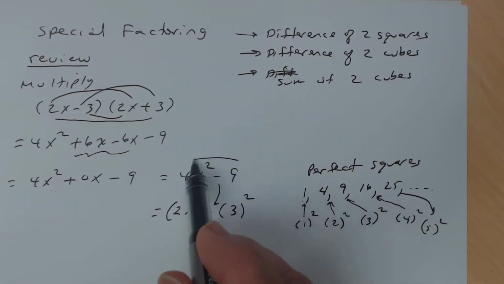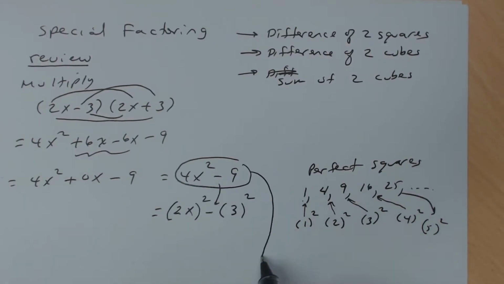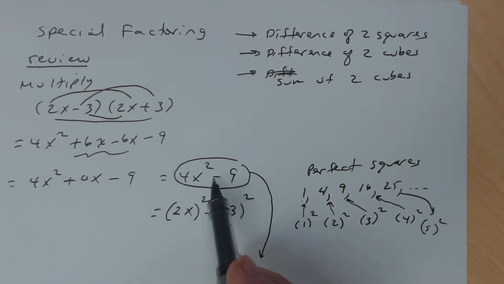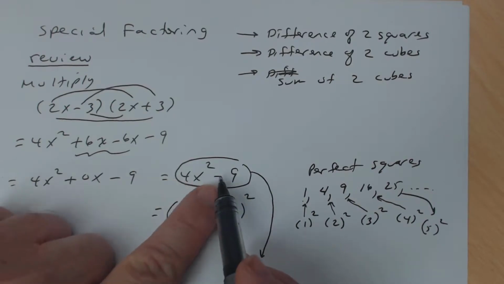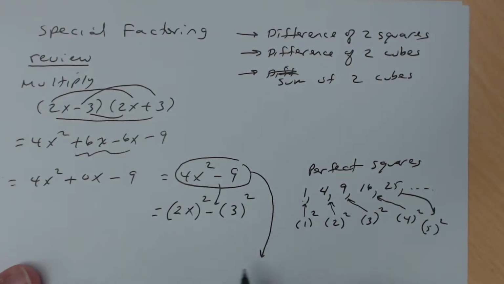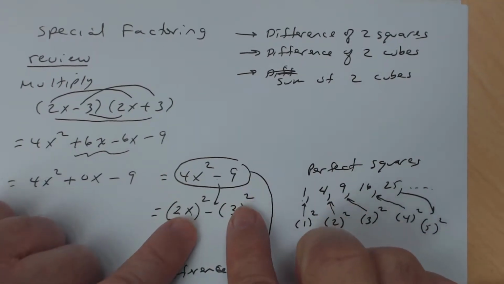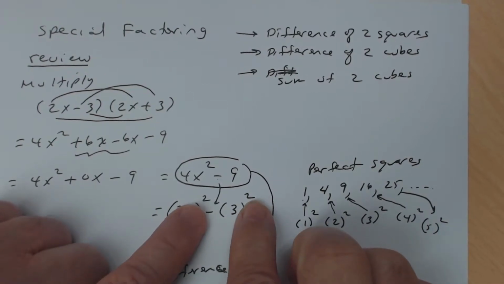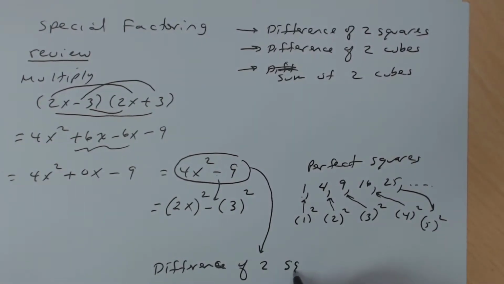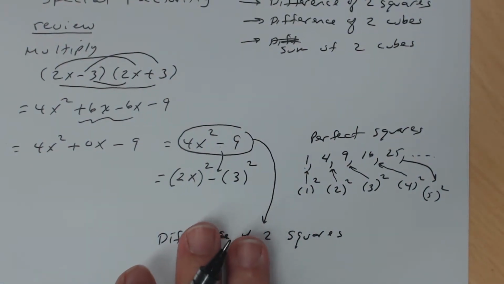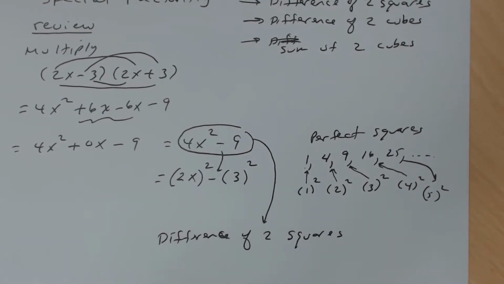So this right here, and we're going to spend some time on this, is a binomial where you have two terms and a subtraction sign between them. That binomial is called the difference, and you can see why it's called difference because of the subtraction, and these two terms I can write as something squared. So the difference of two squares. And so what we're going to do in this video is factor the difference of two squares.